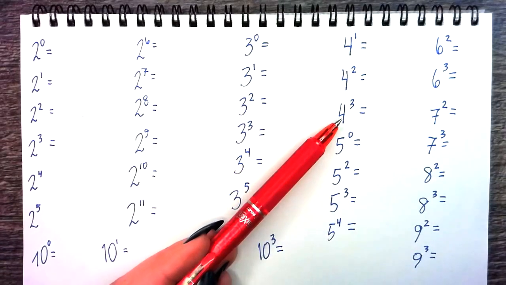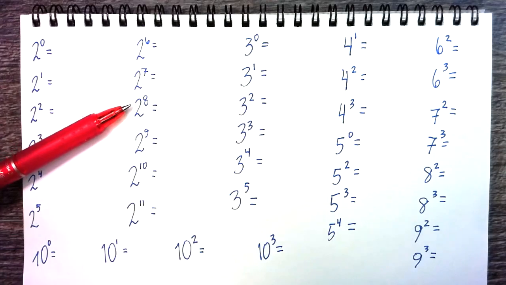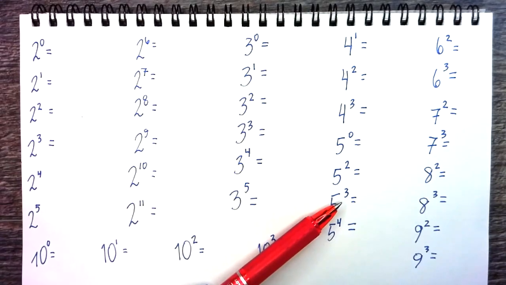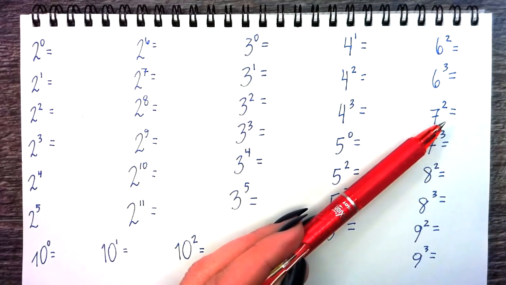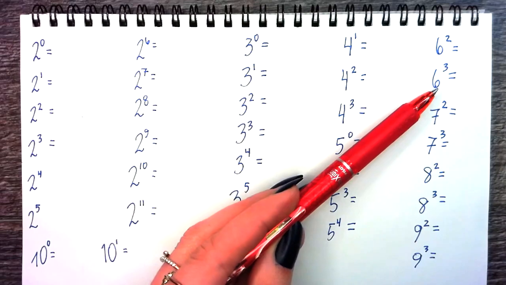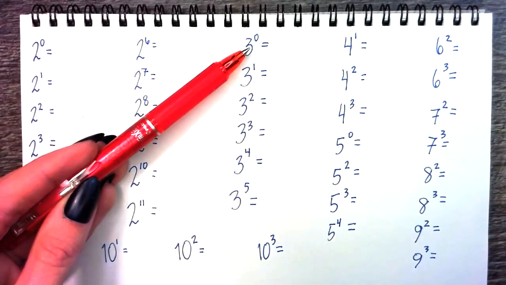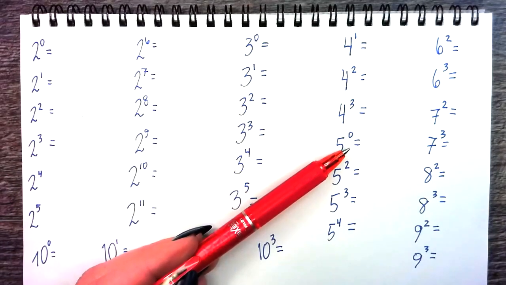4 to the 3rd power is 64. 2 to the 5th power is 32. 2 to the 8th power is 256. 10 to the 2nd power is 100. 5 to the 3rd is 125. 7 to the second power is 49. 6 to the third power is 216. 2 to the second power is 4. 3 to the 0 power is 1. 5 to the 0 power is 1.